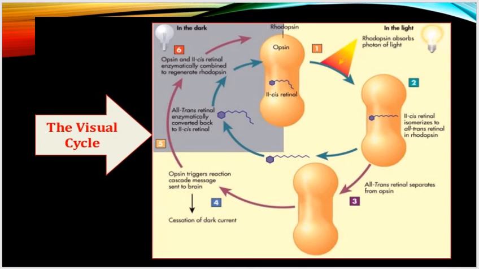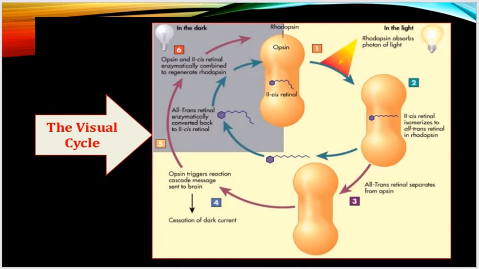The rhodopsin, in the presence of light, through a series of events, is converted into opsin and all-trans retinal. The all-trans retinal is isomerized to 11-cis retinal in the presence of isomerase enzyme. All-trans retinal is converted into all-trans retinol by retinal reductase enzyme in the presence of NADH. The all-trans retinol is then isomerized to 11-cis retinol.